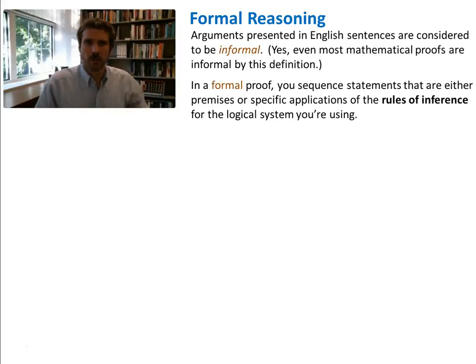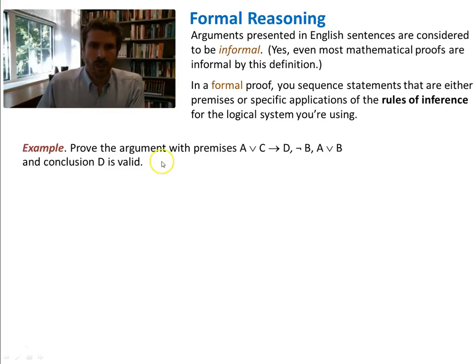Okay, let's do this. We've got an argument here. We've got premises: A or C implies D, not B, and A or B. We want to prove that this argument with conclusion D is valid, but we don't want to do it in an informal sense. We don't want to use English sentences. No, no, no. We want to use formal reasoning.